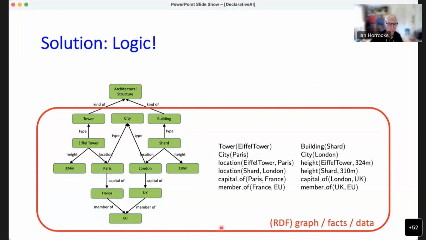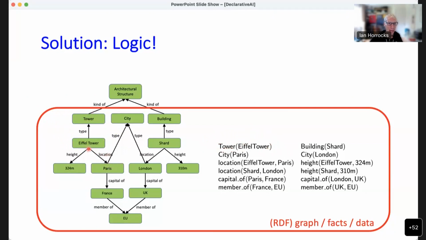So the bottom half of my little graph fragment here consists of ground facts, which I can map very naturally to ground atoms in logic. I actually have a sort of built-in semantics for type edges here, so I take type edges to mean that these triples correspond to unary ground facts. So this triple here corresponds to the unary ground fact stating that the Eiffel Tower is indeed a tower.